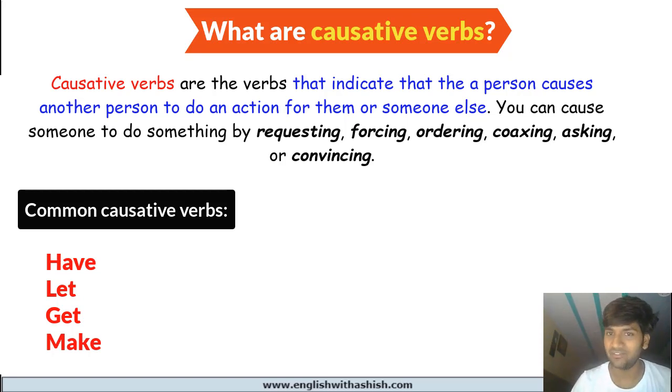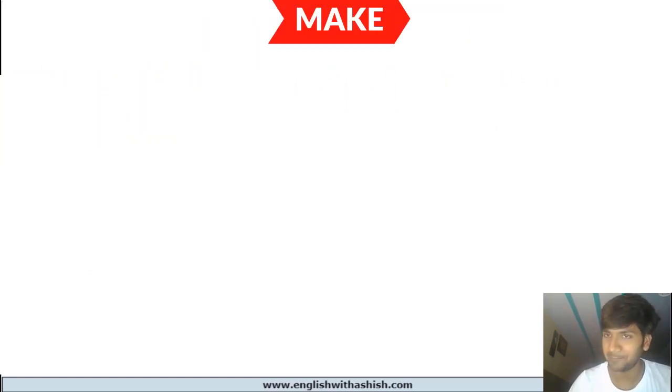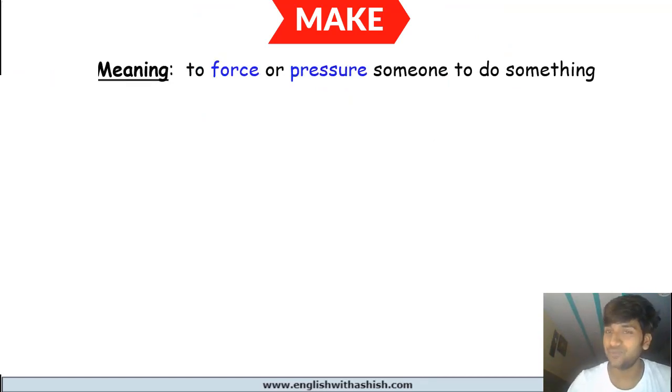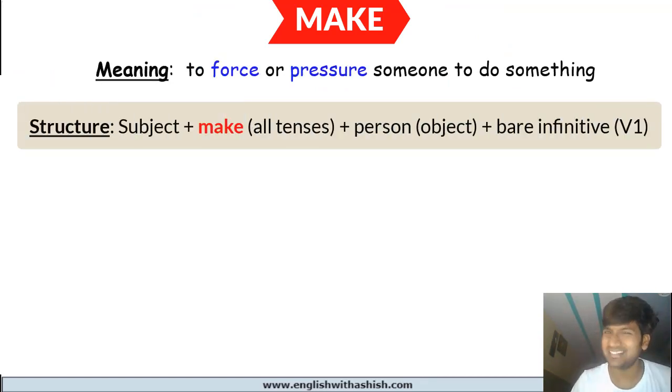All right, so let's start with the very first verb, which is make. Make as a causative verb means to force or pressurize someone to do something. When you make somebody do something, you pressurize or force the person to do that action.